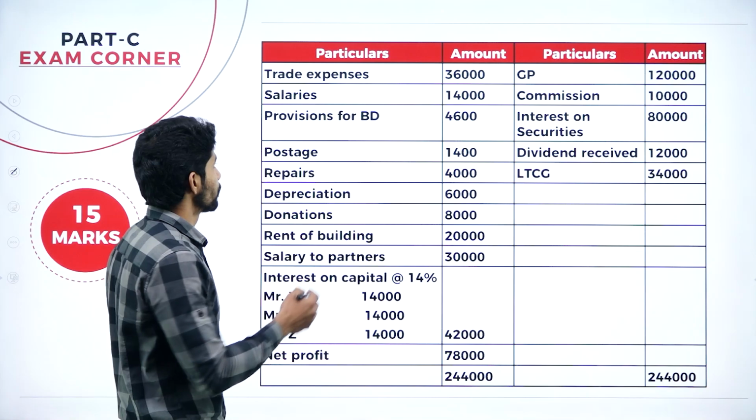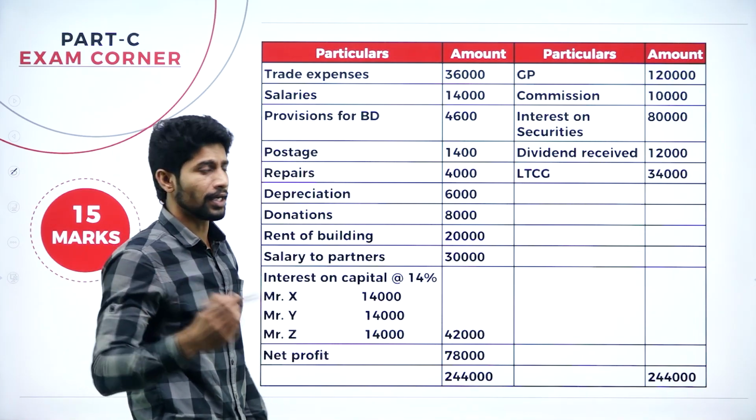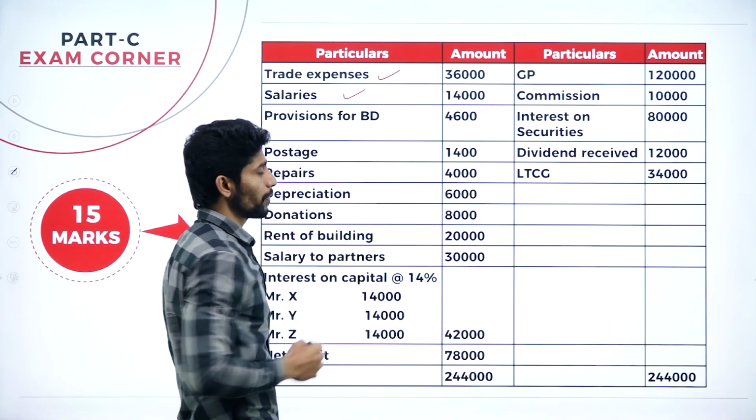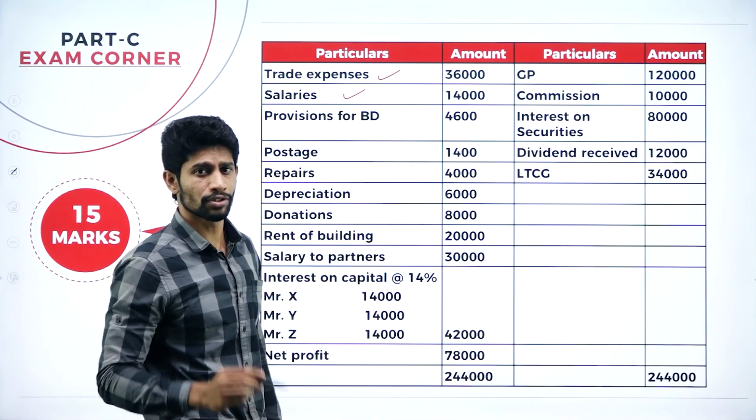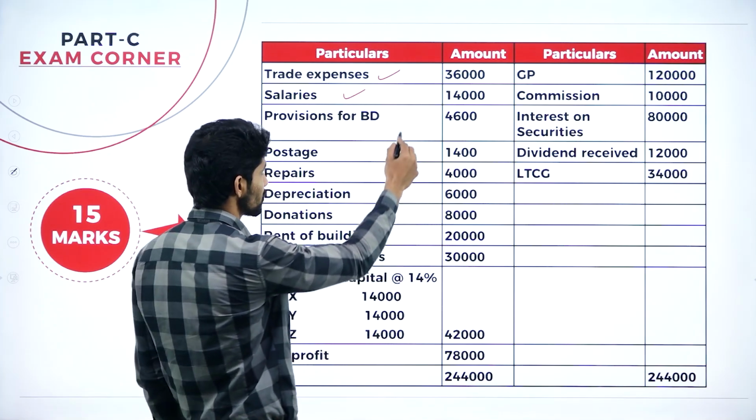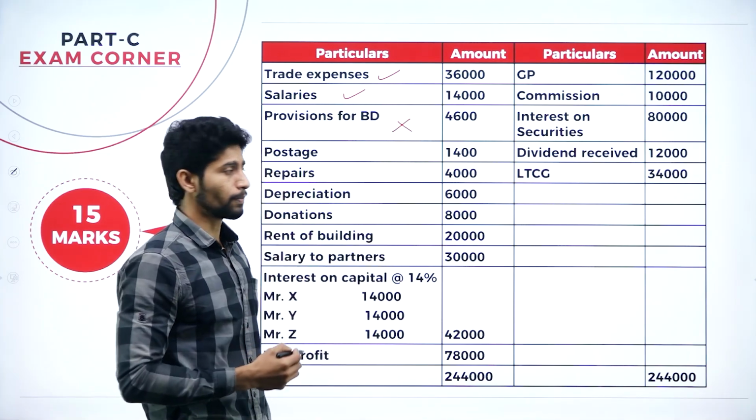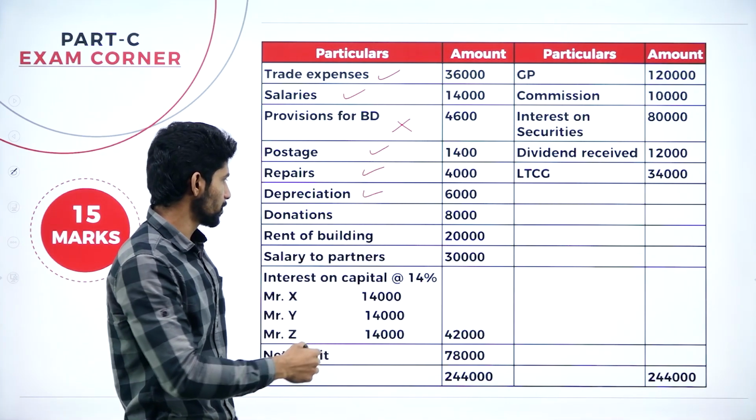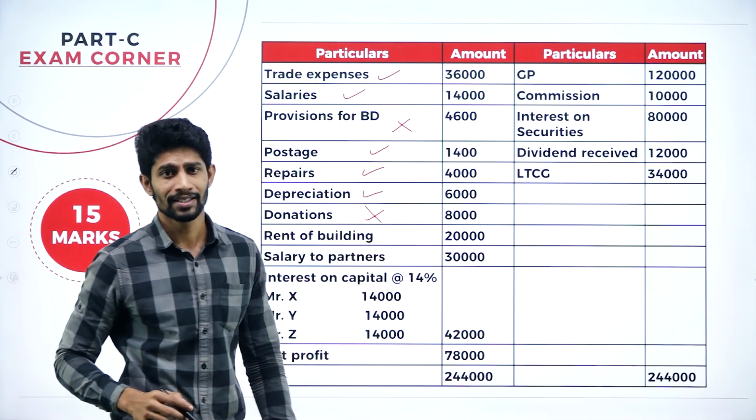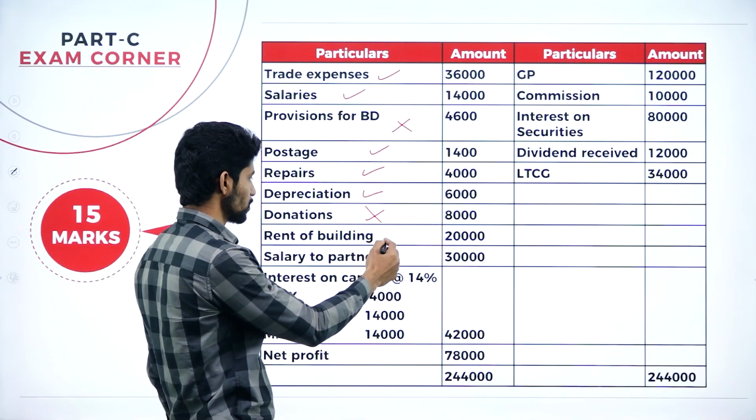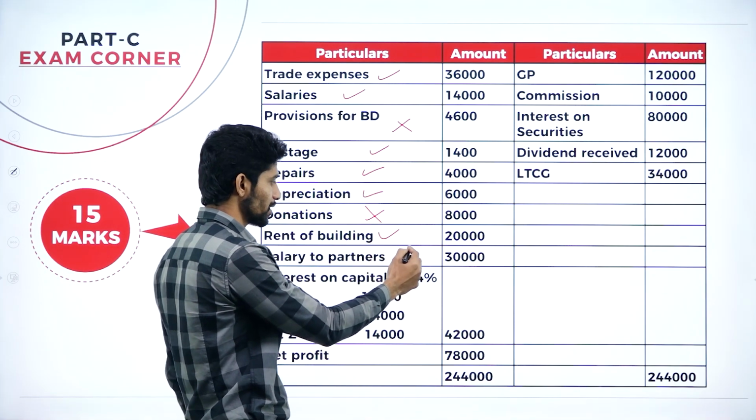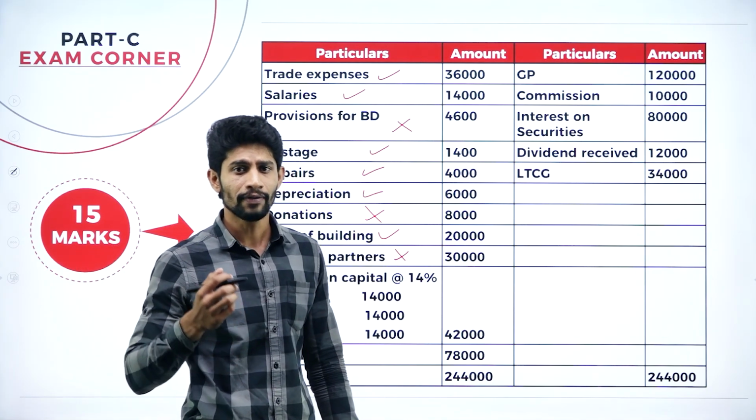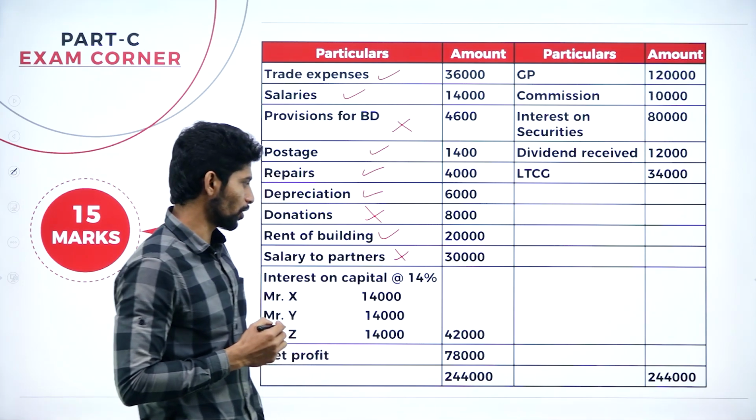Here trade expenses, yes, relating to business. Next, salaries relating to business. Provision for bad debt, yes, any provision should not be considered as business expenditure, so add back to the net profit. Next, postage, business; repairs, business; depreciation, business; donation, not a business expenditure. Next, rent of building, business; salary to partners, not a business expenditure because we will be giving the salary under section 40B. Next, interest on capital.